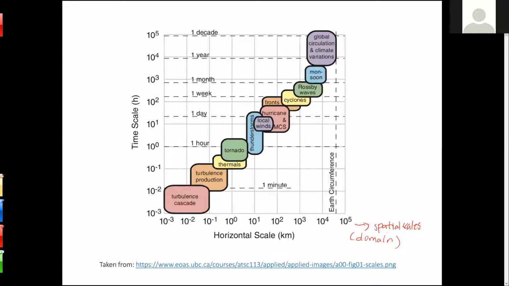So for instance, if you look at the smallest scale, the turbulence, they are usually not represented. They are in Navier-Stokes, but they move at a scale of order 10 to the negative 3 kilometers or even smaller, to resolve them completely. Also, they are the fastest in terms of the temporal scales. So in the vertical axis, you have your time scales.